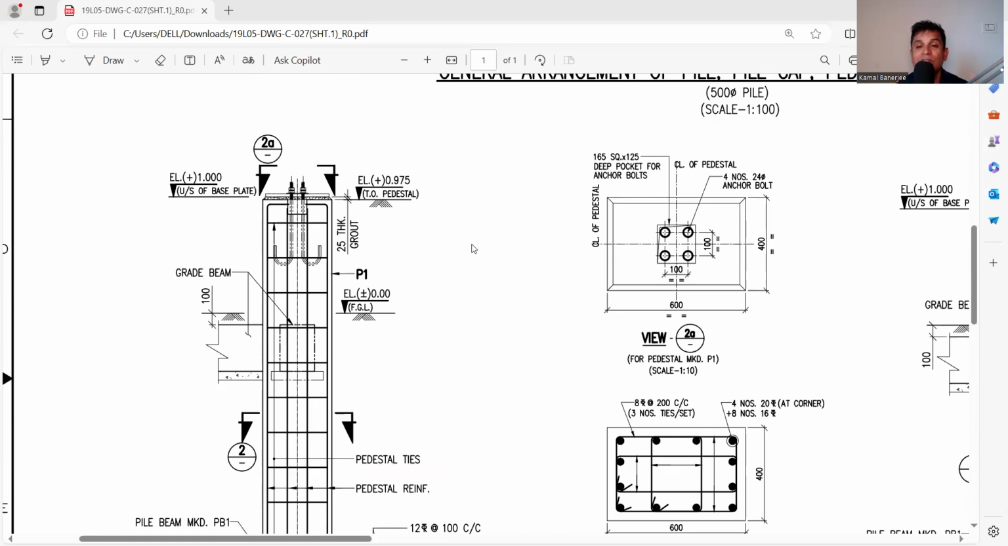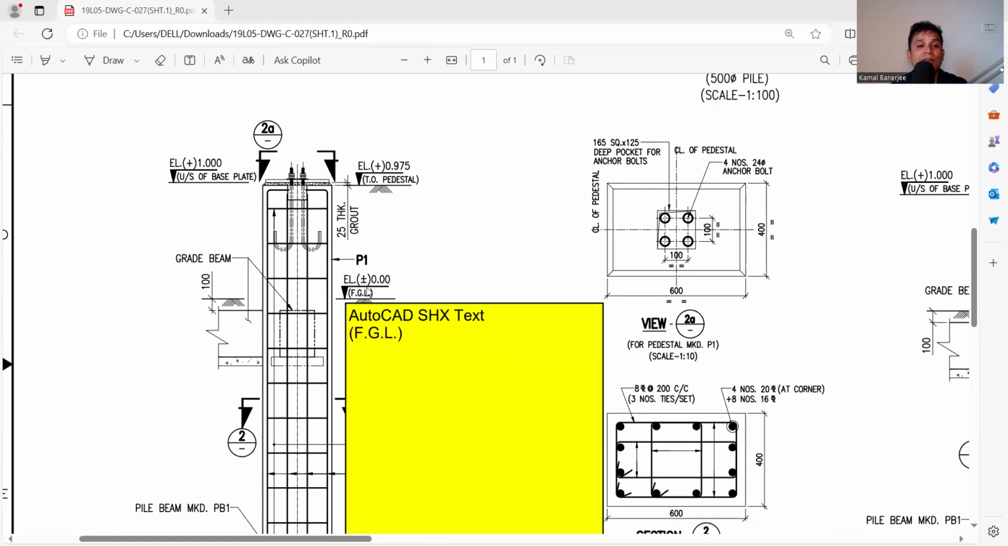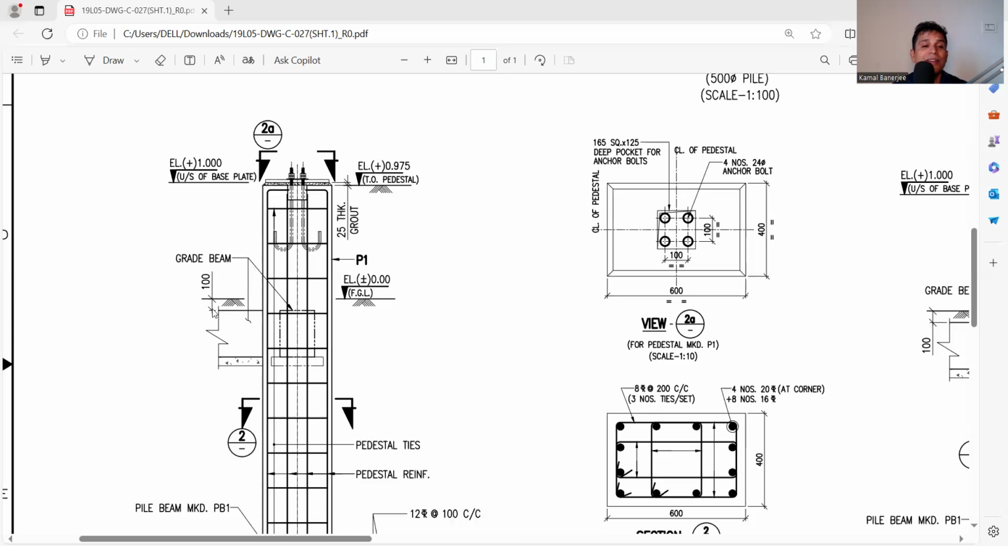Why is this dimension important? Because whenever we are doing the bar bending schedule for the column or the pedestal, that dimension is required to find out the vertical length. So we find out the top and the bottom level also. Now you can check here there is also a grade beam. So at this level also we need to put a grade beam, that is, from finished ground level 100 down is the top of the grade beam. But for simplicity we are not discussing the grade beam, only the pedestal.